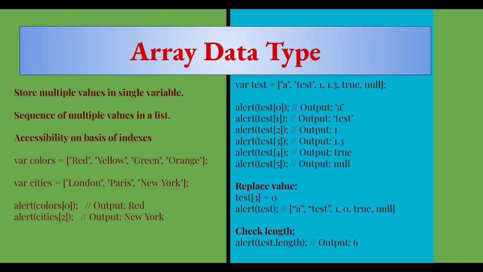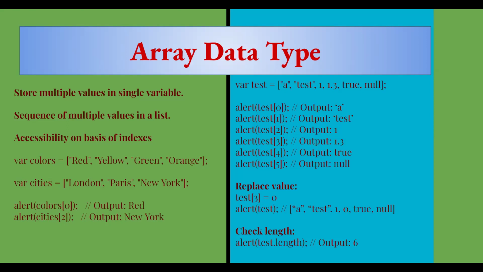The simplest way to create an array is by specifying the array elements as a comma separated list enclosed by square brackets as shown in the example. We have two arrays, colors and cities. You can access the values of the array using the index. Colors 0 returns red and cities 2 returns New York.